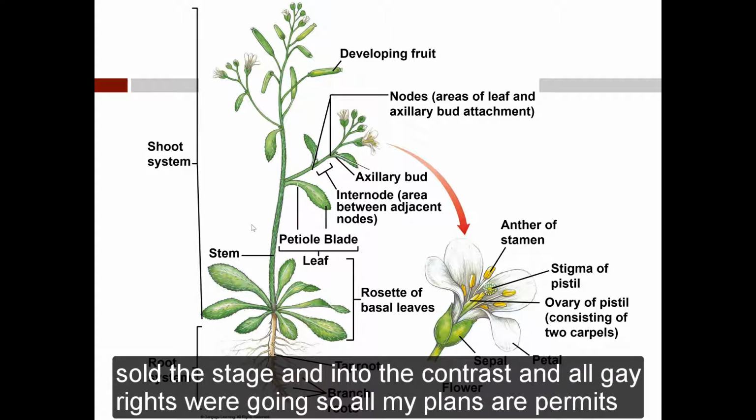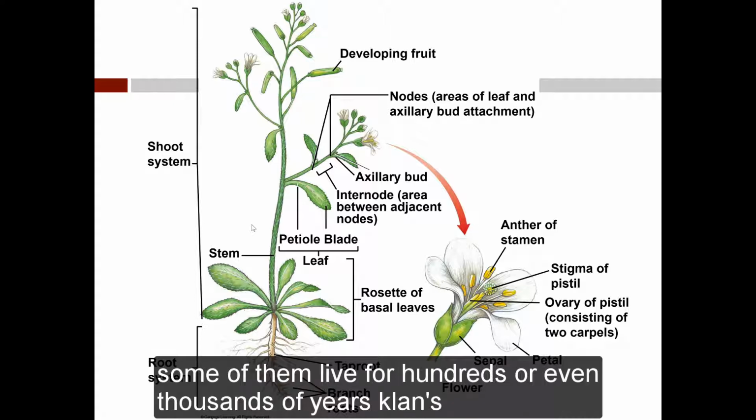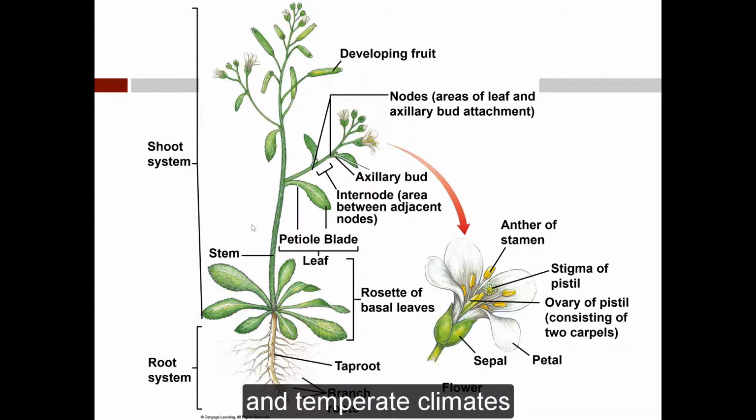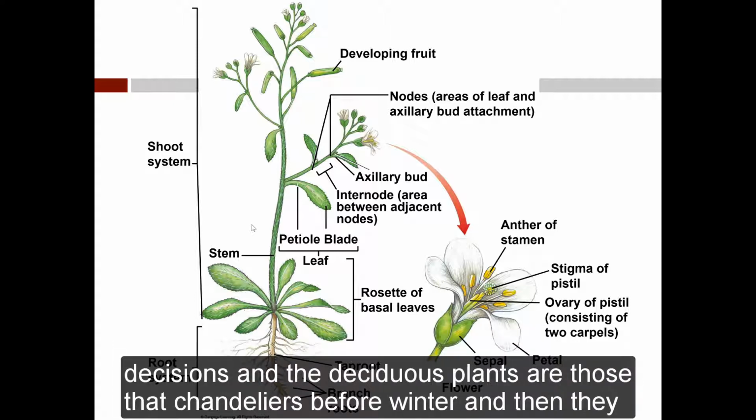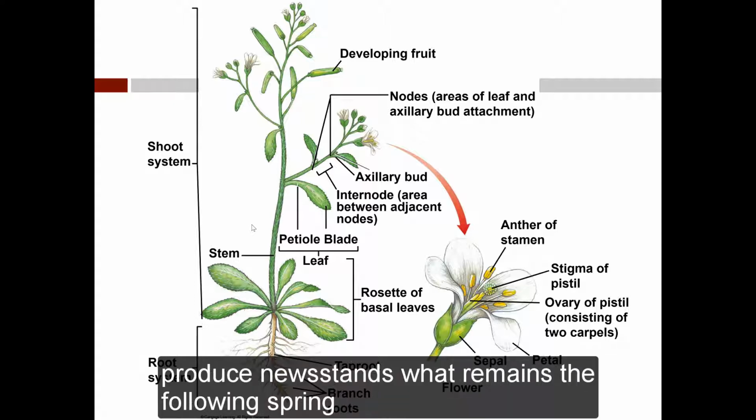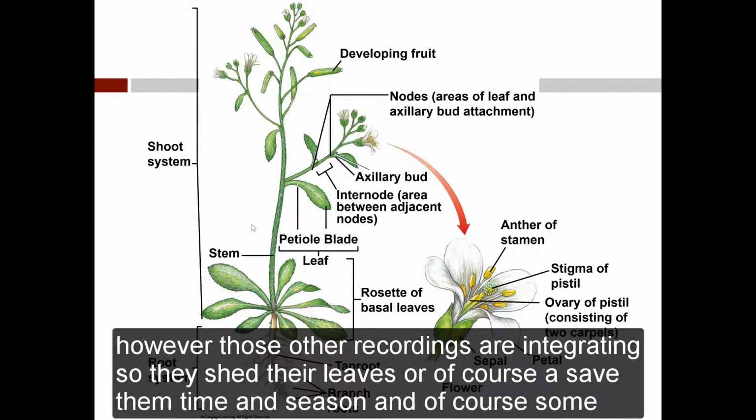Let's continue to contrast things, and we'll get right to where we're going. All woody plants are perennials. Some of them live for hundreds or even thousands of years, class. In temperate climates, the aerial stems of woody plants become dormant during the winter. I hope that you know where I'm going. Many temperate woody perennials are known as deciduous. The deciduous plants are those that shed their leaves before winter, and then they produce new stems with new leaves the following spring. However, those other woody perennials are evergreen.